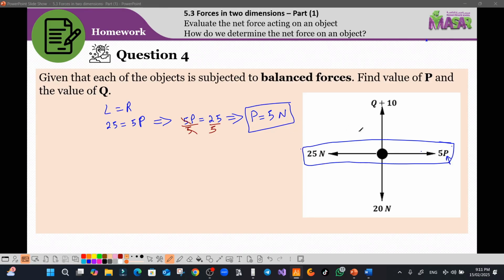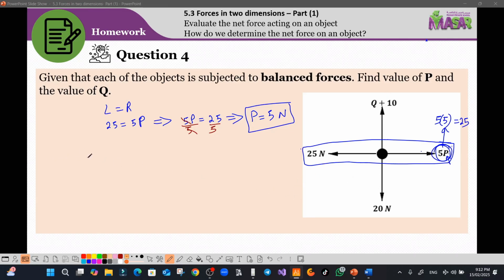Now, P is 5, but don't forget that we're going to multiply it with 5 because we have 5 multiplied by P, and the value of P is 5. This is why I got 25, which is equal to the left. Done. Now, what about up and down?